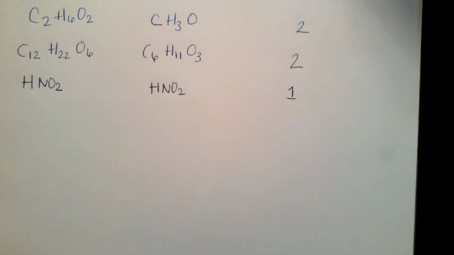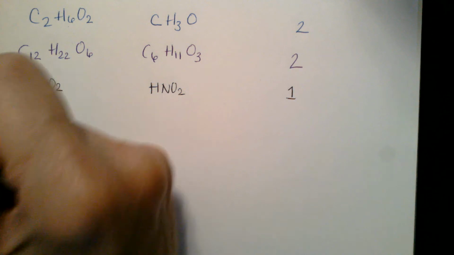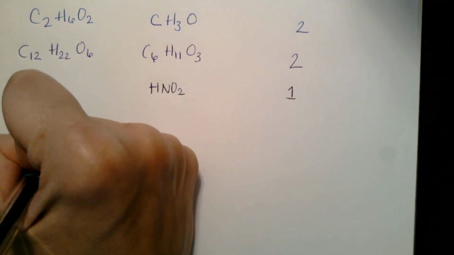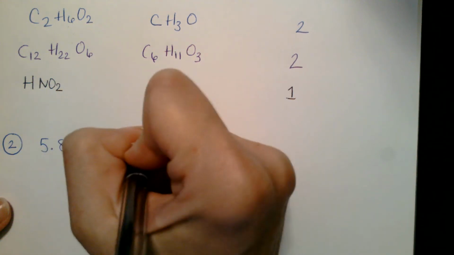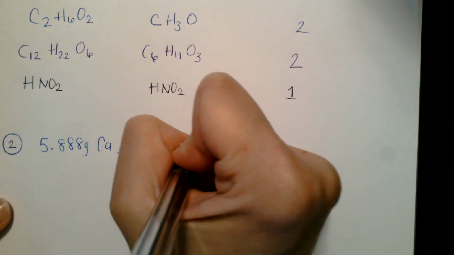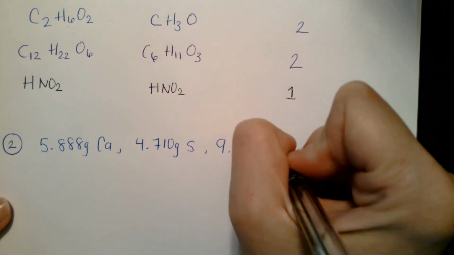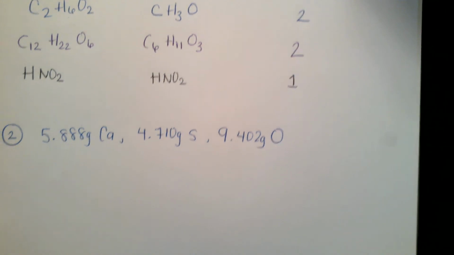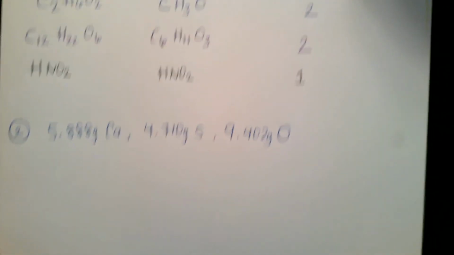Okay, so problem number 2 asks us to find the empirical formula of a compound that is 5.888 grams of calcium. It is 4.710 grams of sulfur, and it is 9.402 grams of oxygen. Okay, so we want to find the empirical formula of this compound.